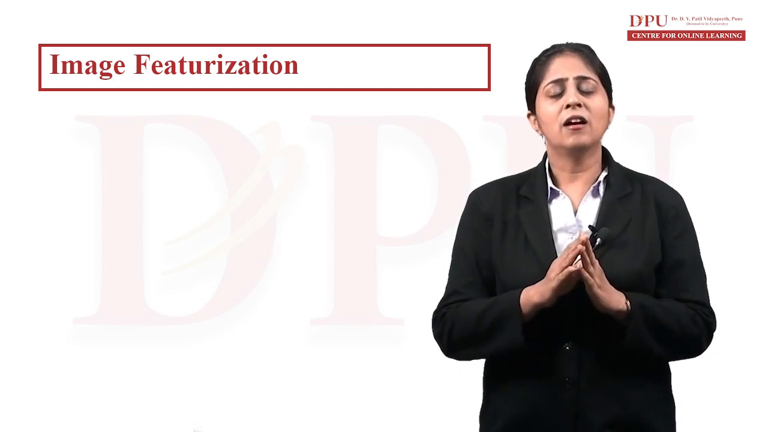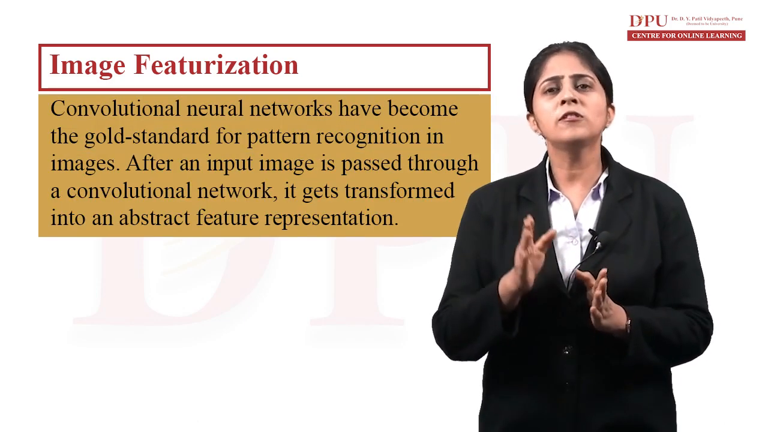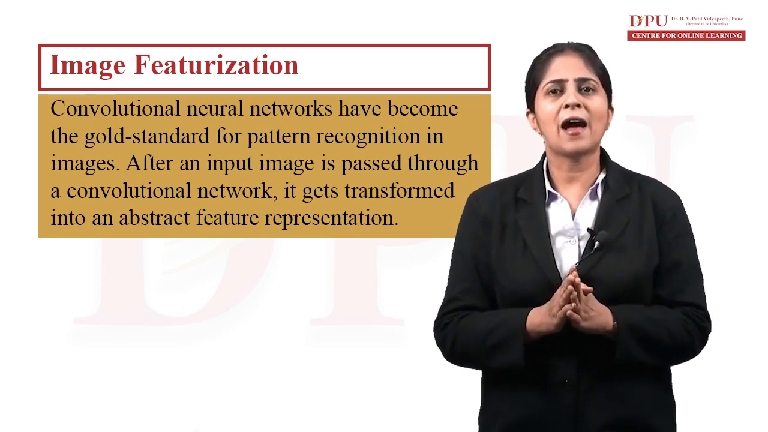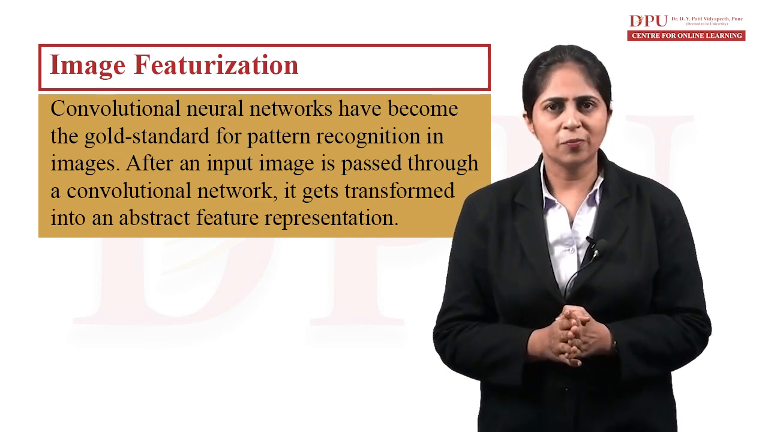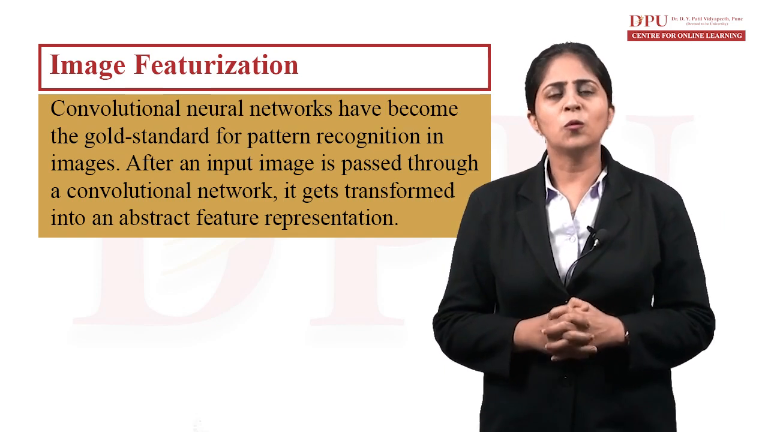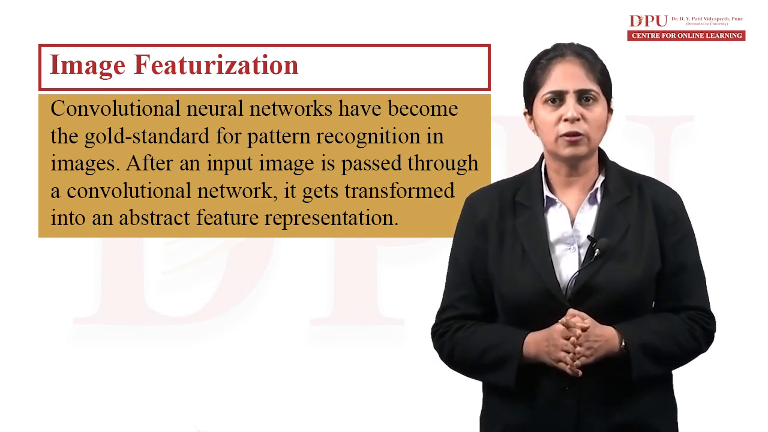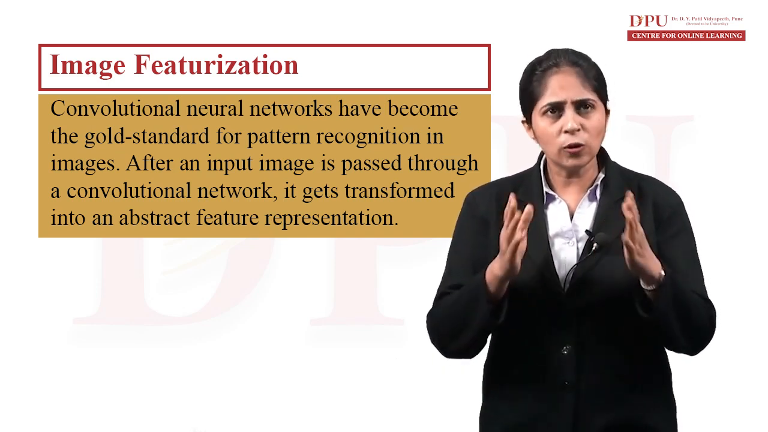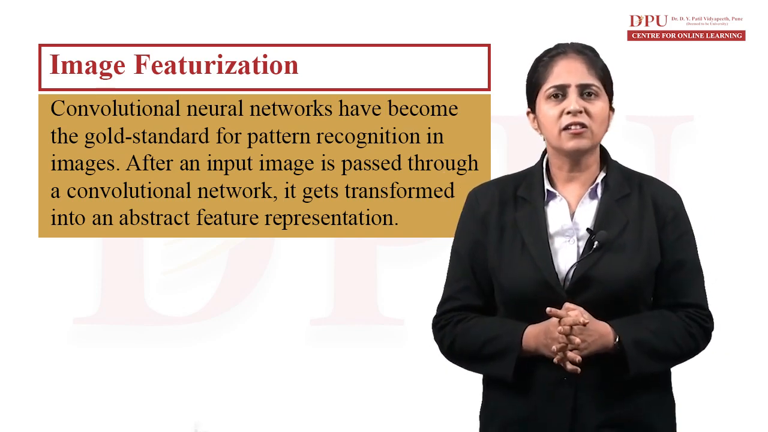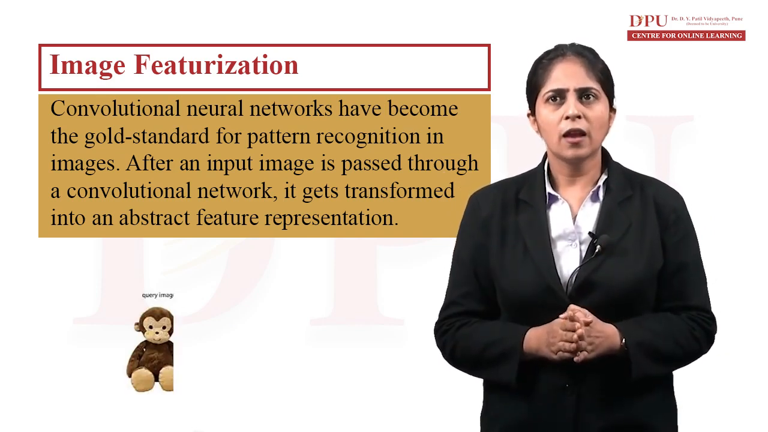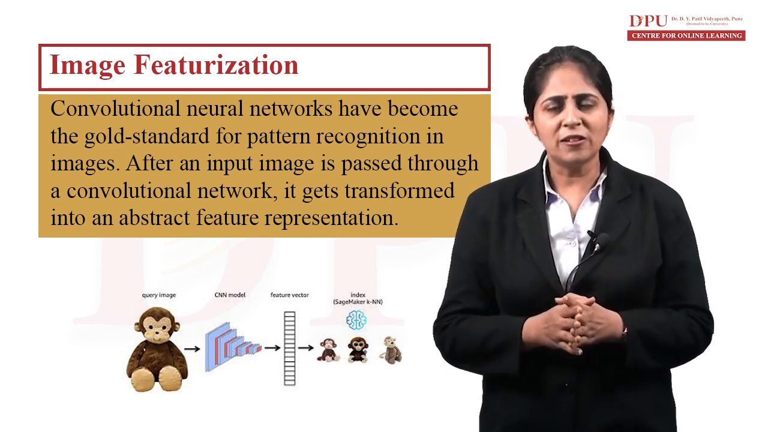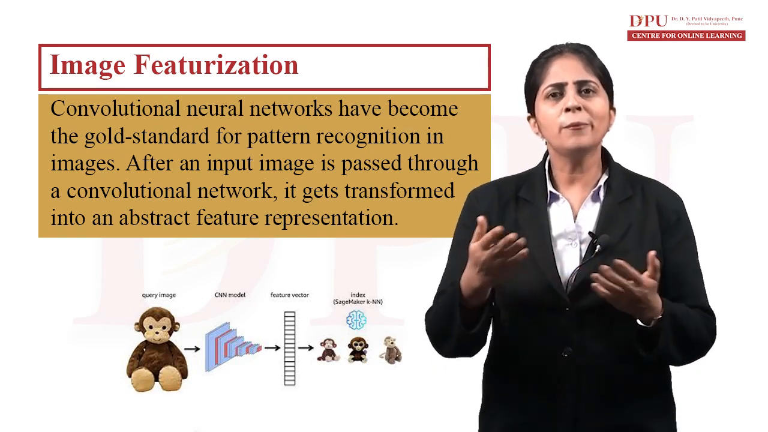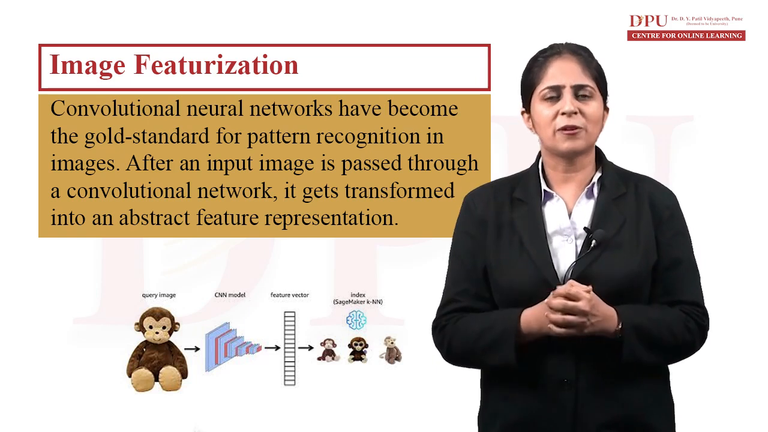We have seen that CNN, convolutional neural network, is the best to be used when we have the input as an image. So for image featureization also, we are going to use a convolutional neural network. Convolutional neural networks have become the gold standard for pattern recognition in images. After an input image is passed through the convolutional network, it gets transformed into its abstract feature representation.